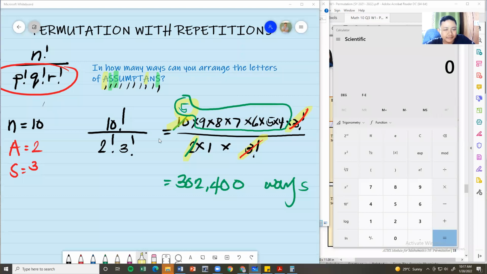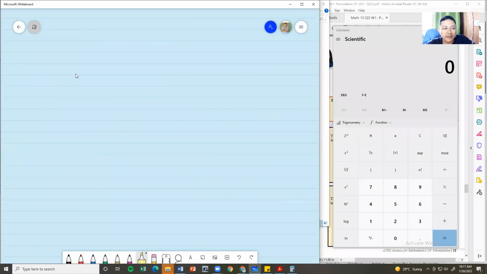The last permutation will be the circular permutation. And this is just super easy. Circular permutation.